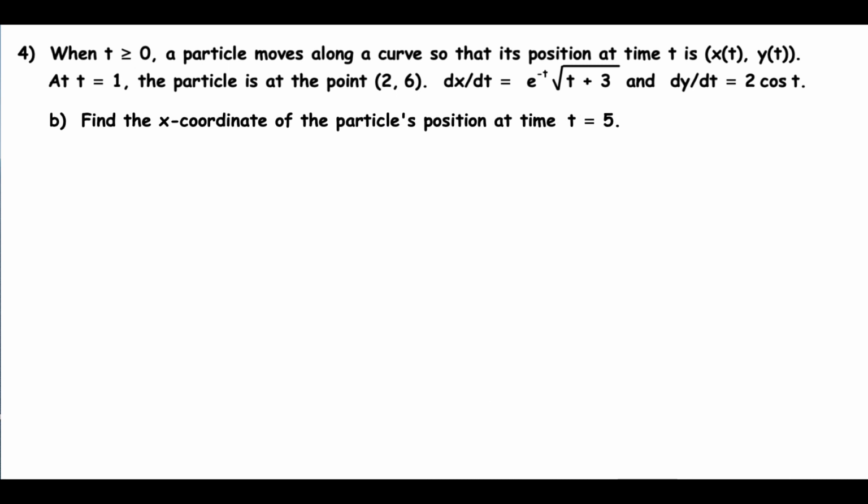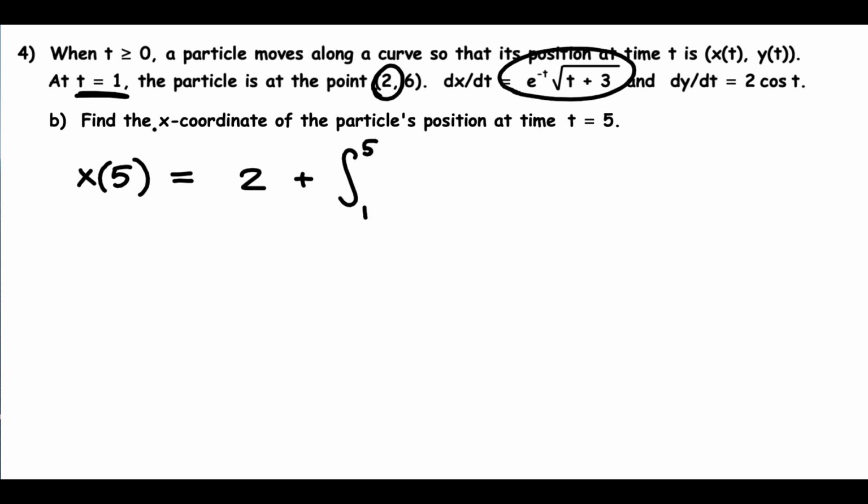4b asks us to find the x-coordinate of the particle's position at time t equals 5. We saw a similar question to this yesterday. So we're looking for x of 5. So again, we know that the x is 2, but that's when time is 1. So we're going to integrate from 1 to 5, because that'll be how far this particle has moved in that time period from 1 to 5. And we just simply need to integrate the dx/dt, which is this. Because it simply says find the x-coordinate. We don't care about the y-coordinate. So that's going to go in there.